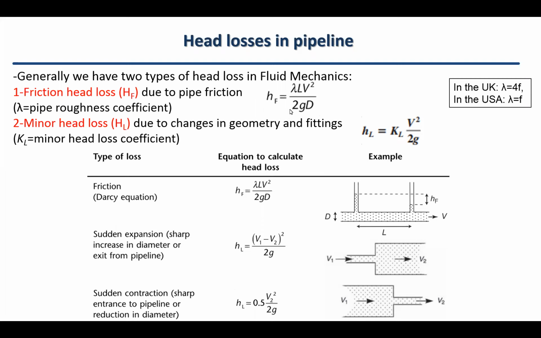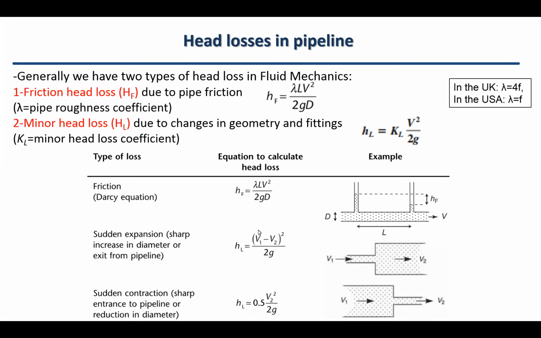Similarly, it is just denoted as a coefficient of the velocity head. Just bear in mind, in the UK system that we're going to work with, if you see other references, lambda is shown by F, for example lowercase f. In the UK system, lambda is equal to 4F. But in US references, in other reference books, lambda is exactly the same as F. So just bear in mind.